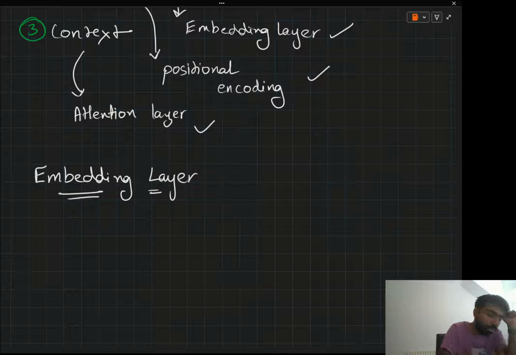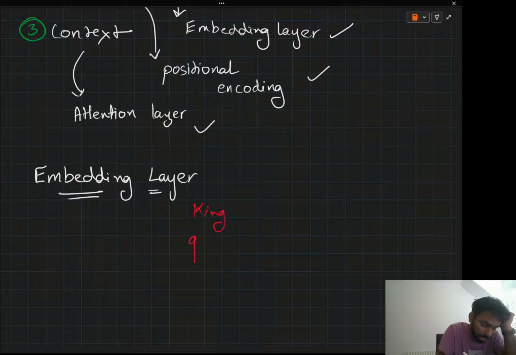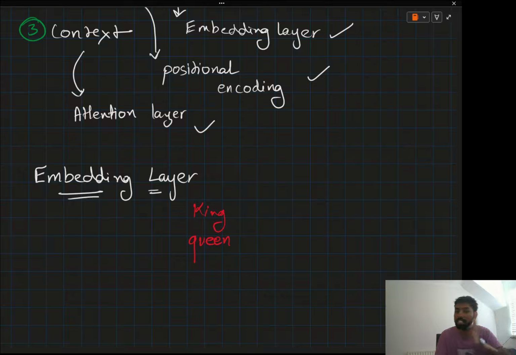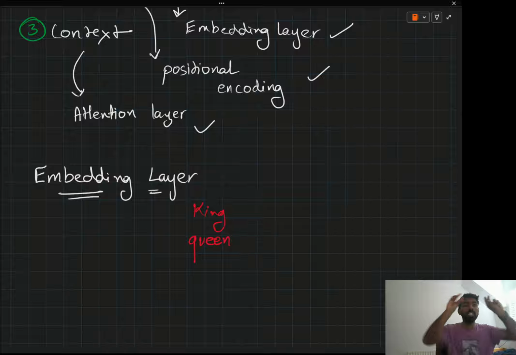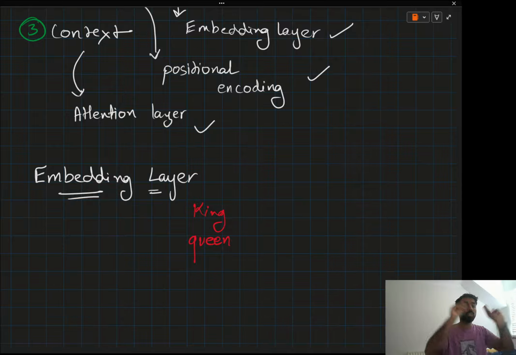For example, a very famous example, which is king and queen. These are two words. King defines a status for a male, queen defines a status for a female. Now, these both words in perception of status are related. King and queen are of similar status, but in perception of gender, male and female, these two are opposite genders, these two are opposite words.